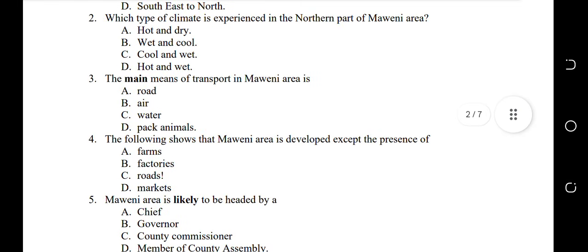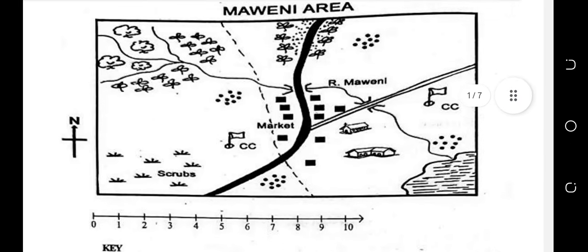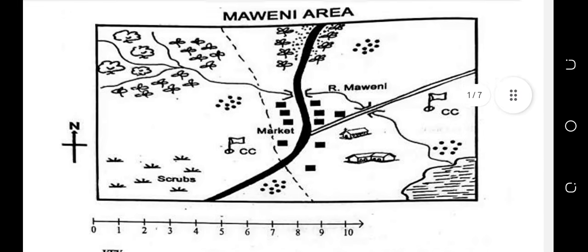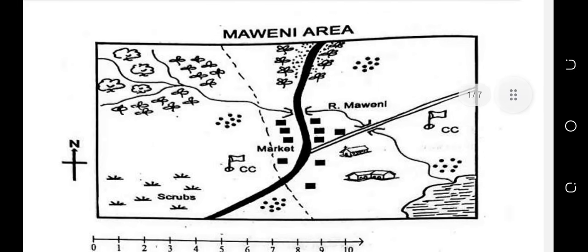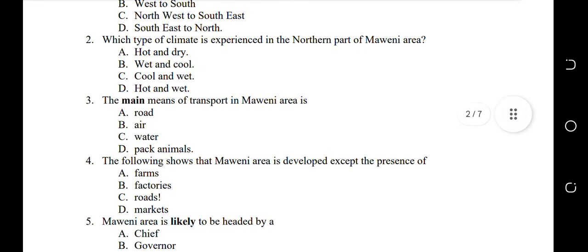Then you have the main means of transport in Maweni area: road, air, water, and pack animals. So let's go again to the map. On this map you only have the road, the tarmac road, and nothing else. You don't even have the airstrip or the railway line. So the main means of transport in this area is road.